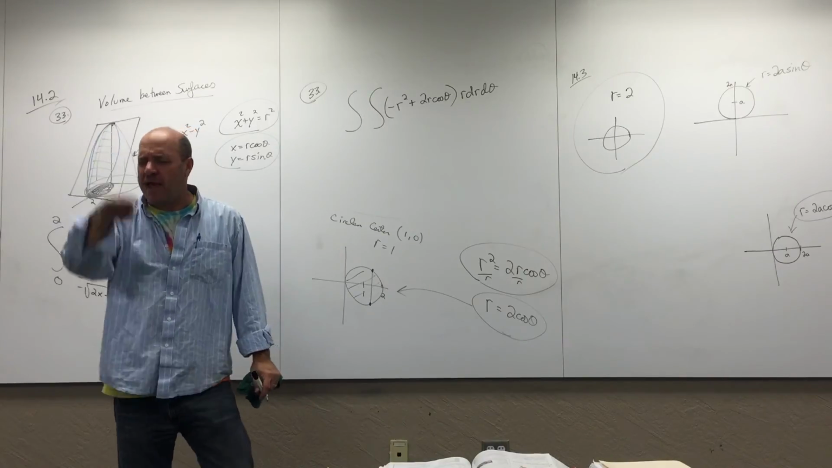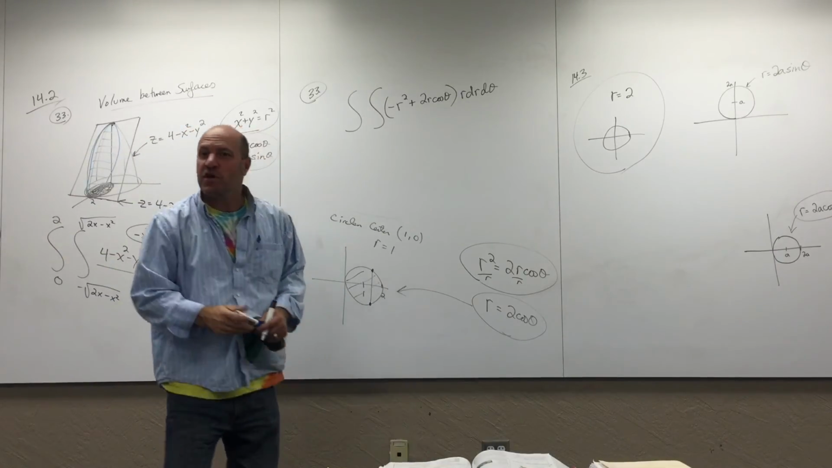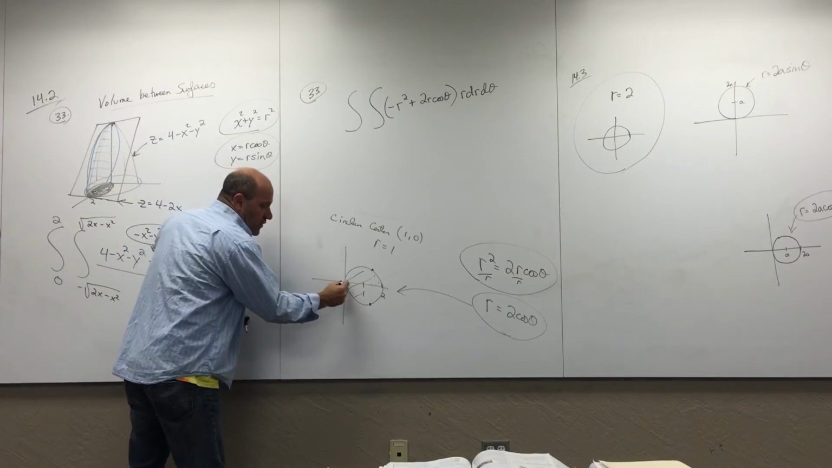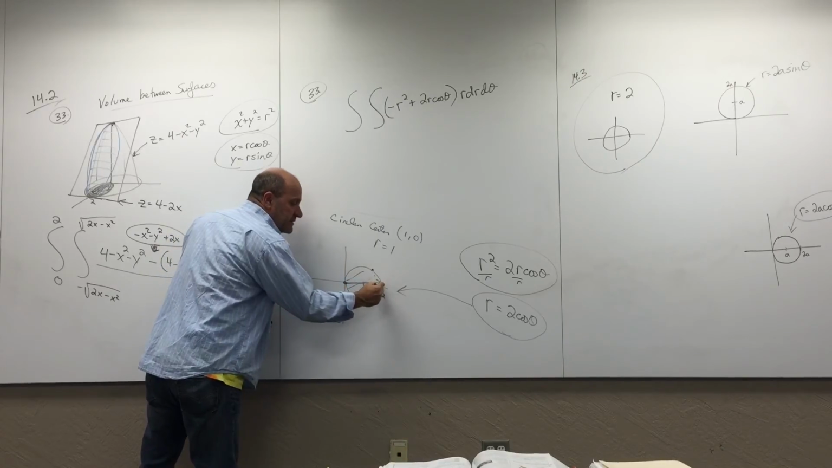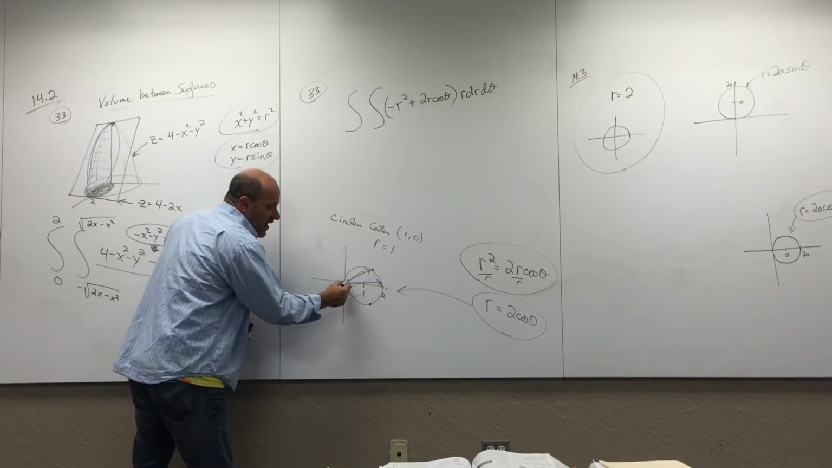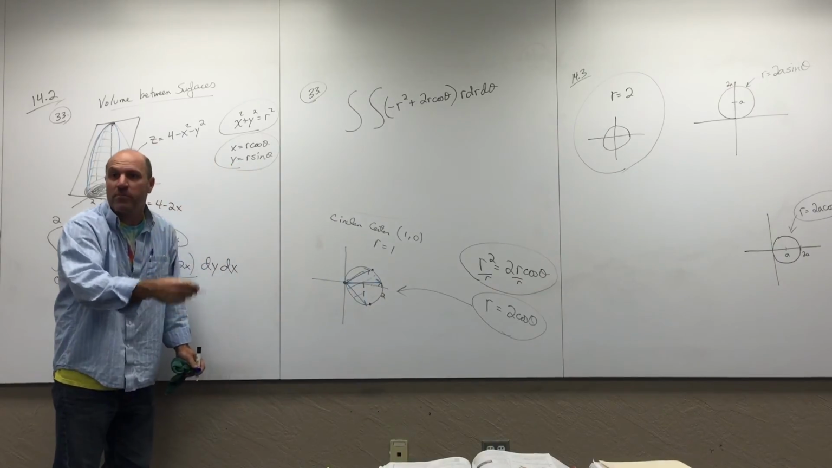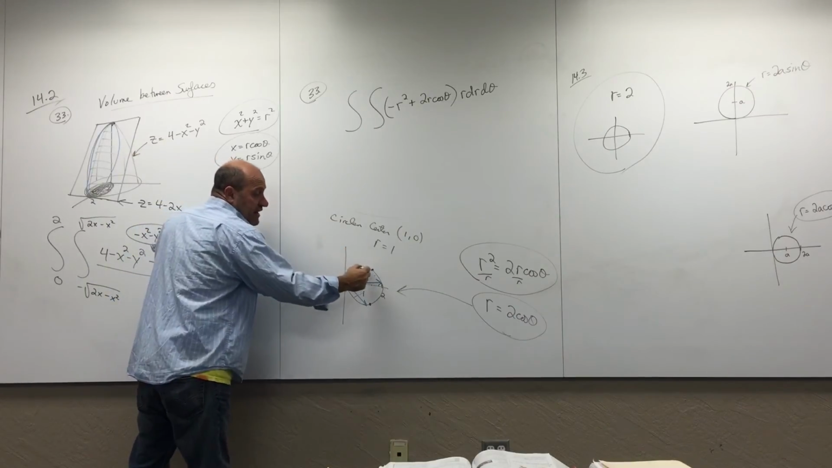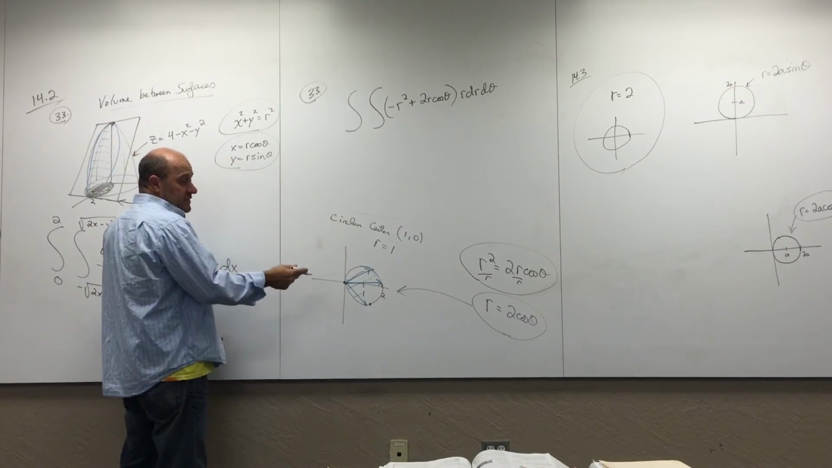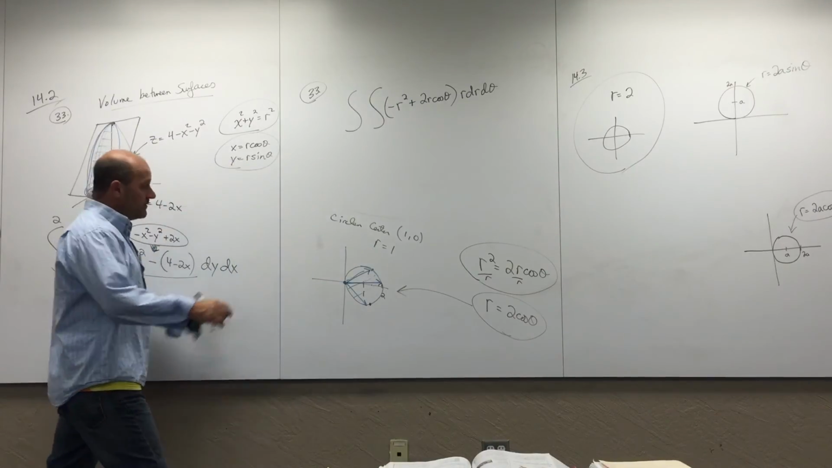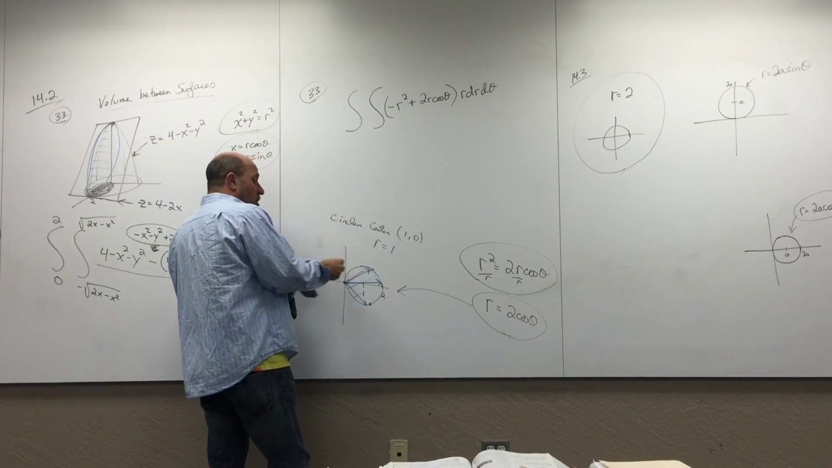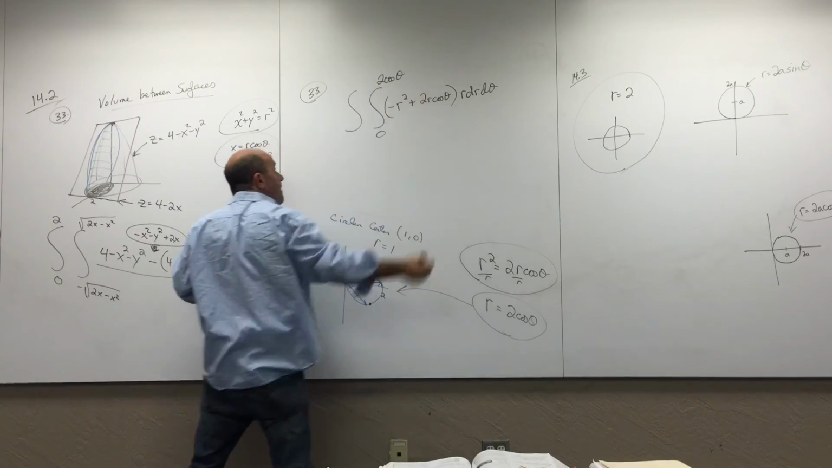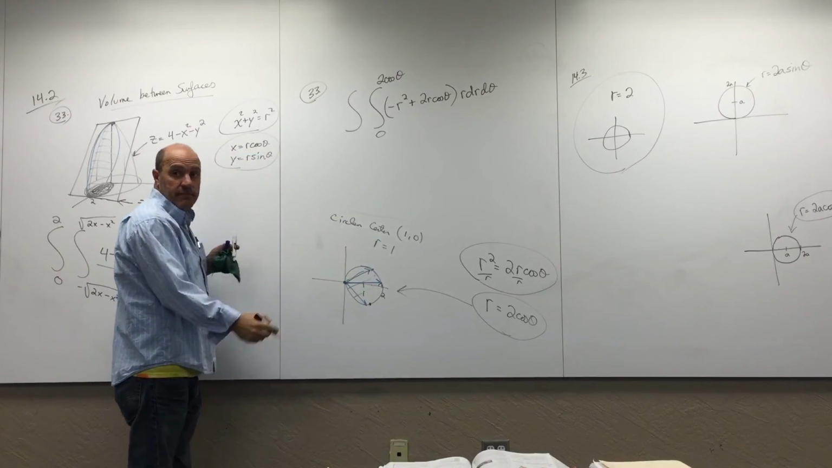Y moves up and down, x moves left and right, but r moves from the pole out. So r goes from 0 out to whatever it hits. I draw several of them, trying to draw an arbitrary r stick that goes from the origin out. It goes out and hits this curve. And what's the name of that curve? 2 cos theta. So r goes from 0 to 2 cos theta. That's the name of that curve in polar coordinates.